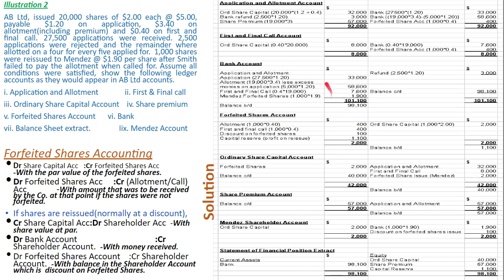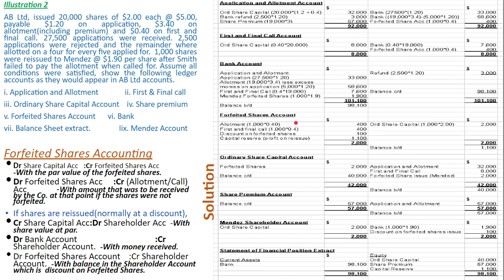Next, accounting entry, we need to take care of the first and final call monies. Debit bank account, credit respective stage account. So we'll simply credit first and final call account with narration bank. 40 cents we are told was paid on first and final call. So we'll say 40 cents multiplied by 19,000 to give us 7,600. Double entry, we go to the bank account, first and final call, 40 cents times 19,000 to give us 7,600.